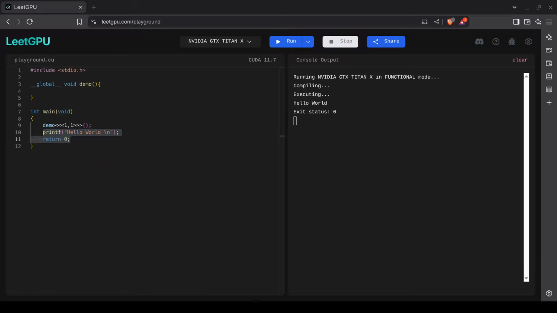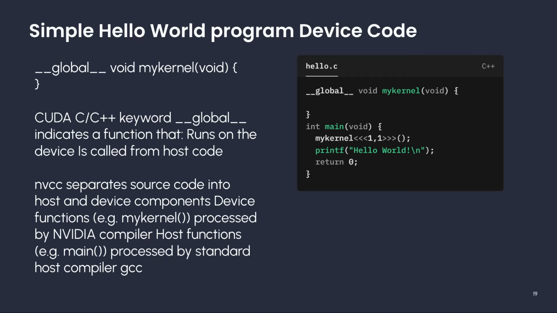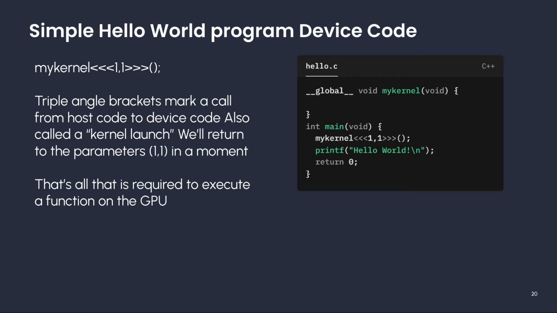So that is basically it for simple programs. Triple angle brackets mark a call from host code to device code, also called a kernel launch. Those are the parameters. We'll see that in the next lecture. That is all that is required to run a function on the GPU.